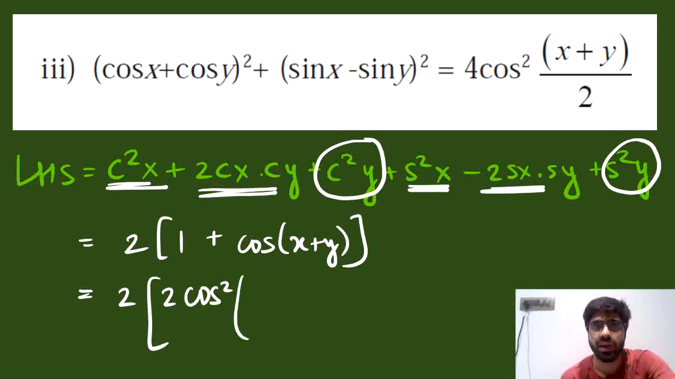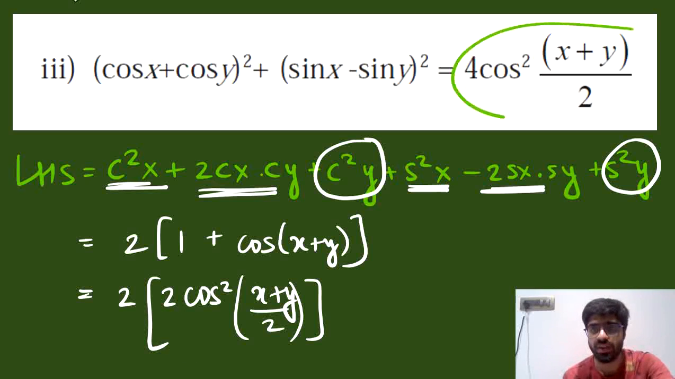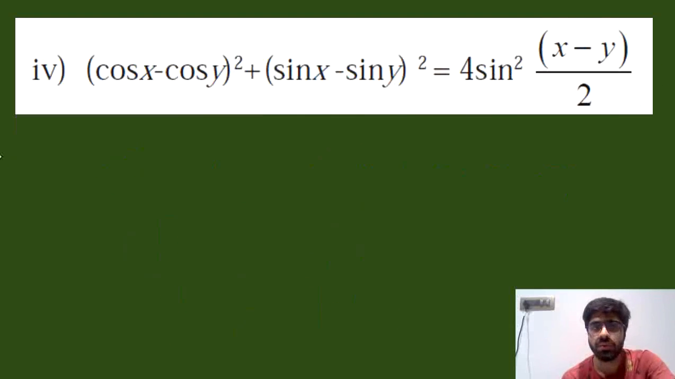But keep in mind, when I'm writing that cos square theta, the angle inside cos square is basically half of whatever comes here. So this would be x plus y the whole upon 2. And that is what you have on the right hand side, because this 2 into 2 gets multiplied, giving you 4 times cos square x plus y the whole upon 2. And that is your right hand side. So this is how we are proving the third question. Go ahead with the fourth one.